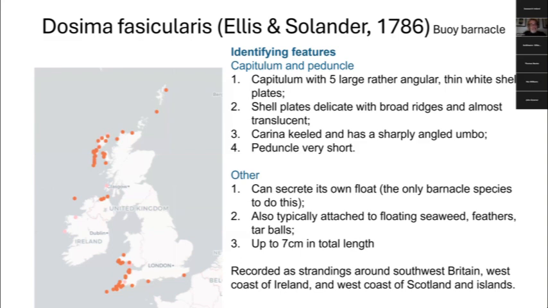It's recorded not that infrequently as strandings around southwest Britain, the west coast of Ireland, the west coast of Scotland, and the Northern Isles as well.